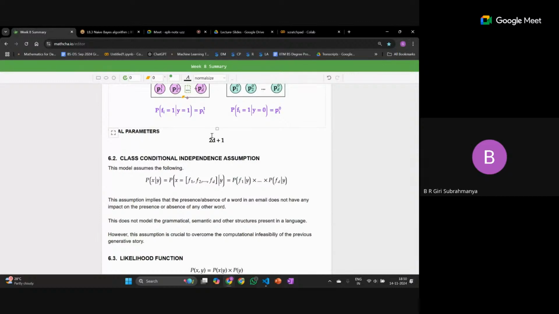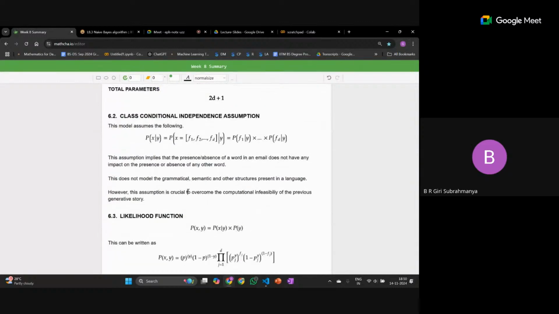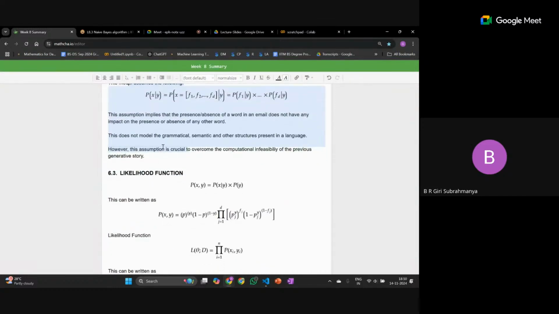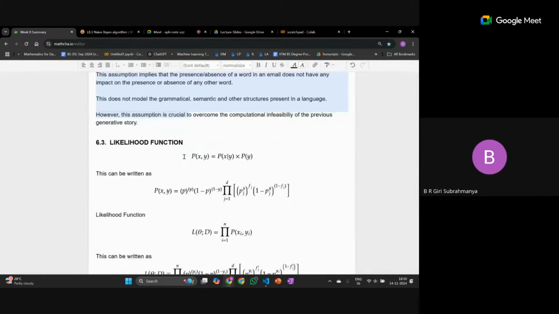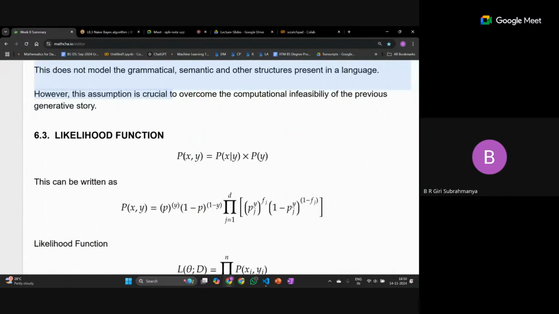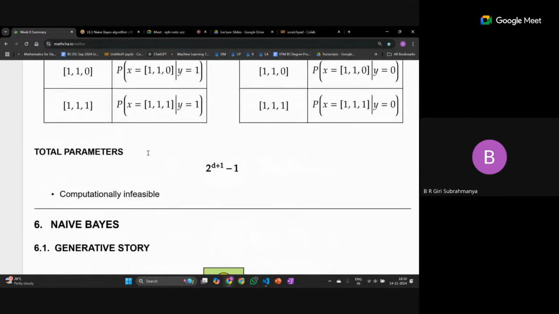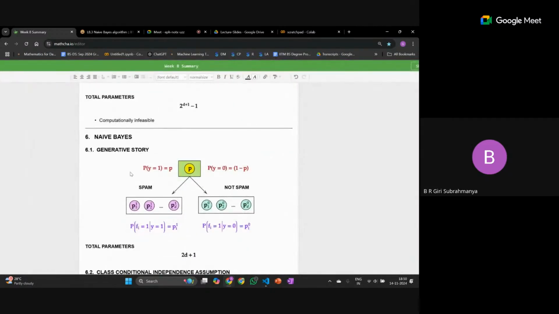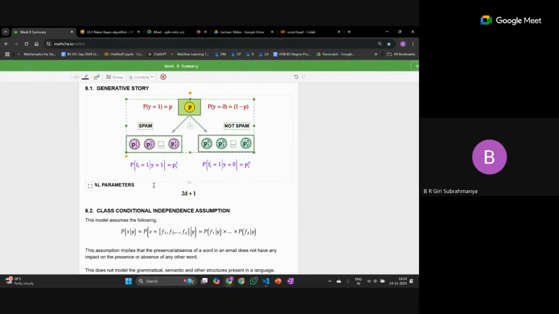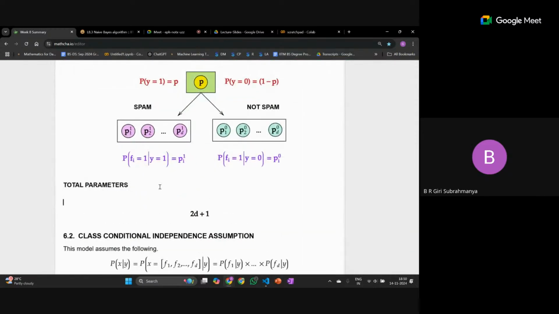So that's why we are going to follow this. This is about the class conditional independence assumption, and you can go through this one again. Now the likelihood function. What we have to do is, now these are the parameters. We don't know what the parameters are. Maybe I can write what the parameters are.